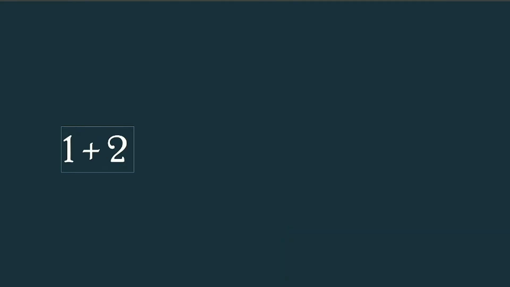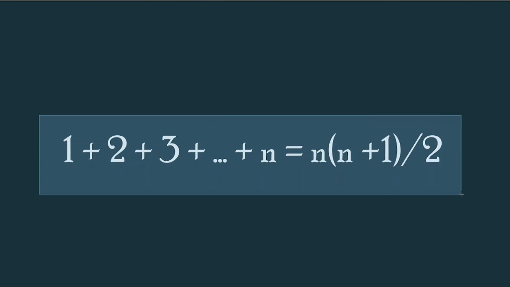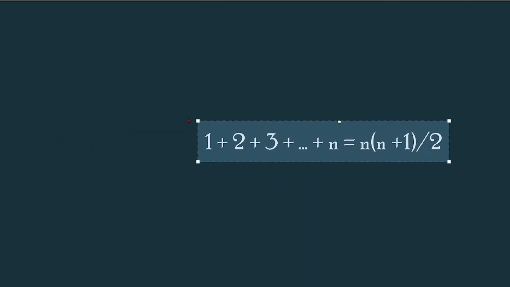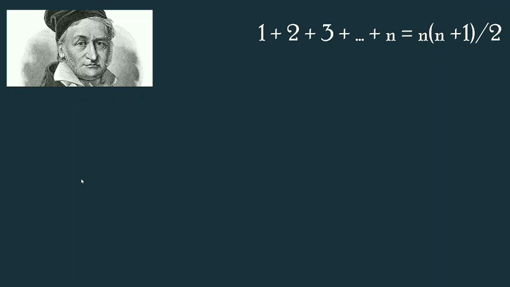Most of you probably know that the summation of the first n positive integers is n multiplied by (n plus 1) over 2. There are different ways to prove this identity. One way to approach this is the way the great Gauss did when he was a school kid.